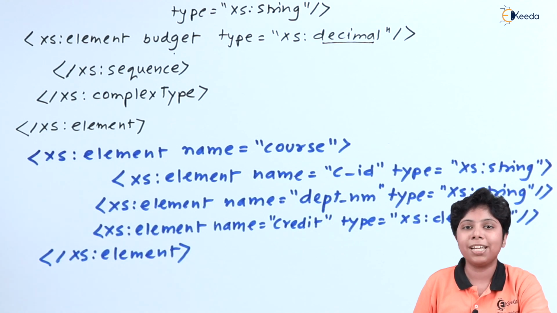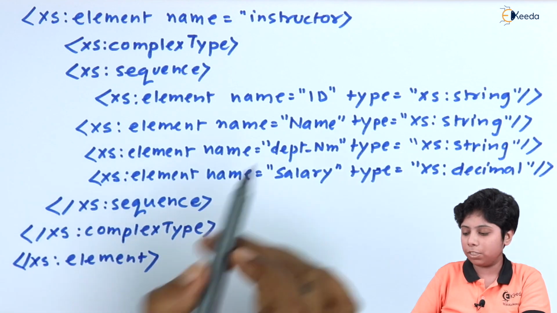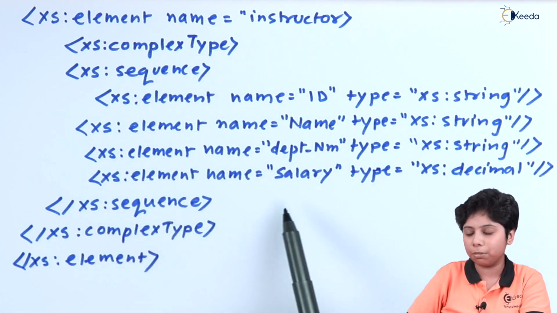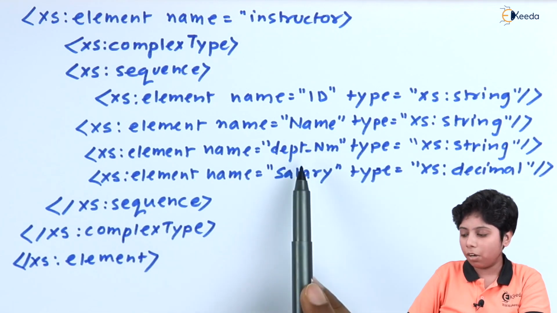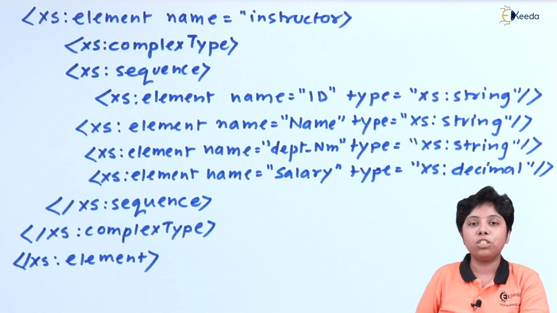Now we will move to the instructor and teacher's relation. So this is the instructor element, which is called the complex type, and the sequence of the ID, name, department name, and salary. See here, we can have the department name in the instructor and course relation or the element too. But still we haven't mentioned the third issue, that is the reference problem to a particular reference, or how many references can be made to it.